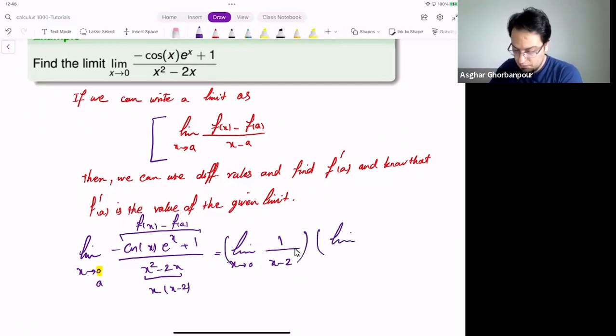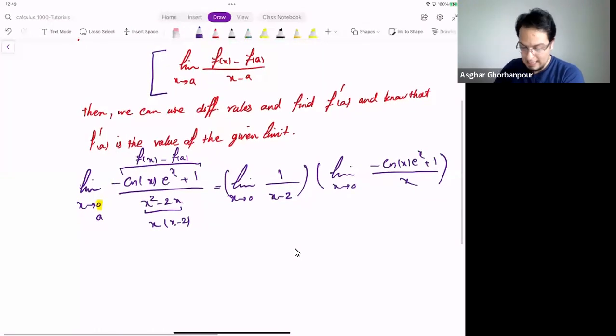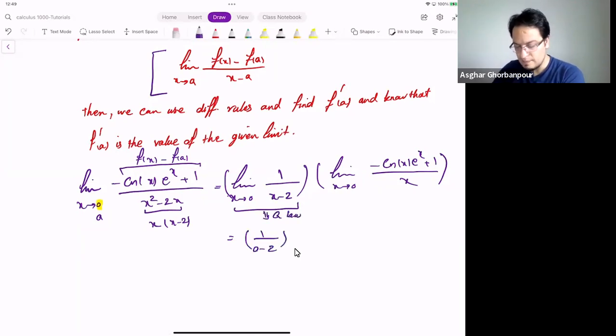The other part, which is minus cosine x e to the power x plus 1 over x as x goes to 0. Now, the first part is just the quotient law, yes? So this quotient law gives me what I'm looking for, which is 1 over 0 minus 2. For the second one, this is f prime of some f. I will tell you what that f is at 0.